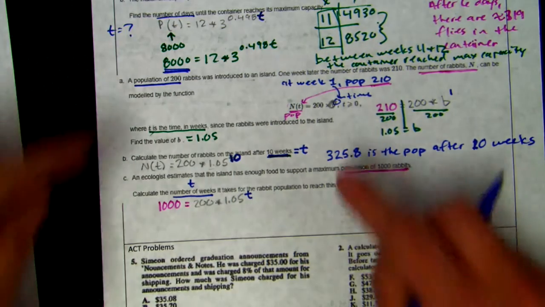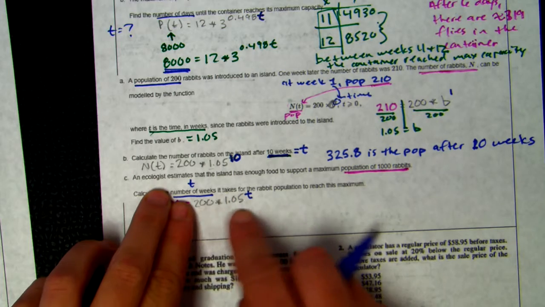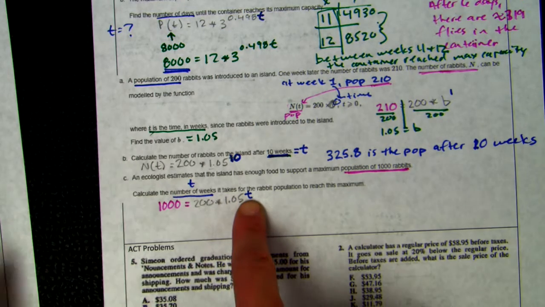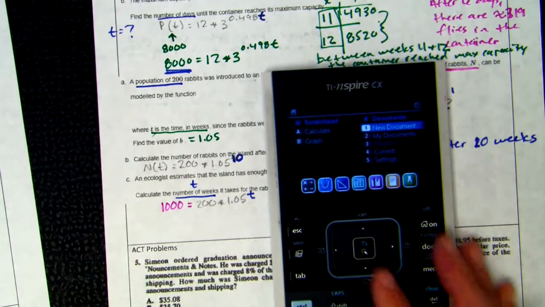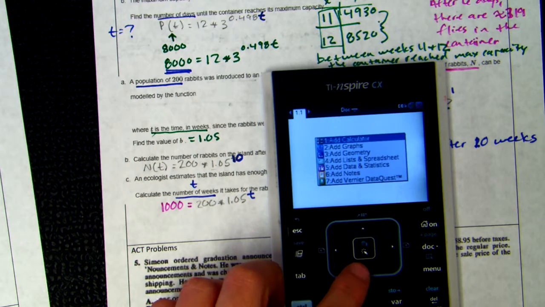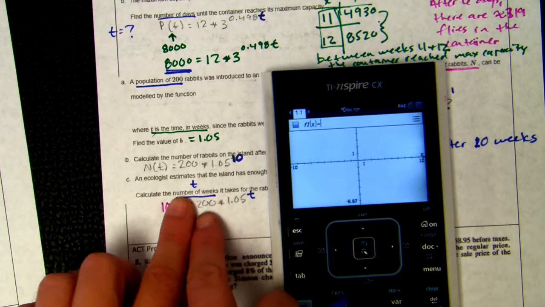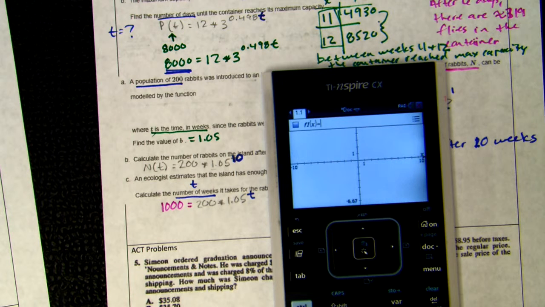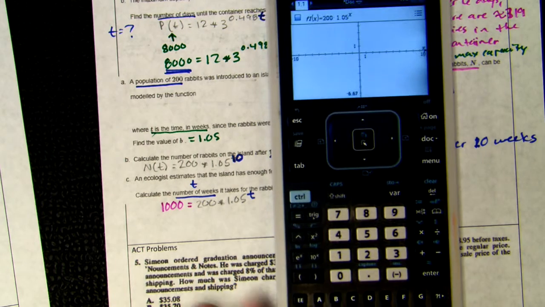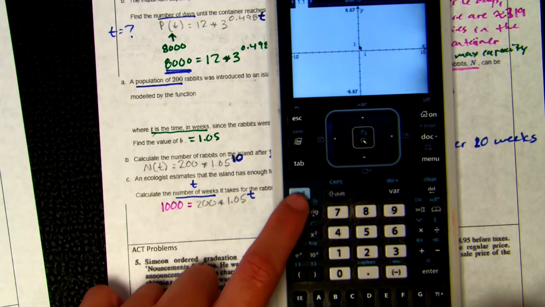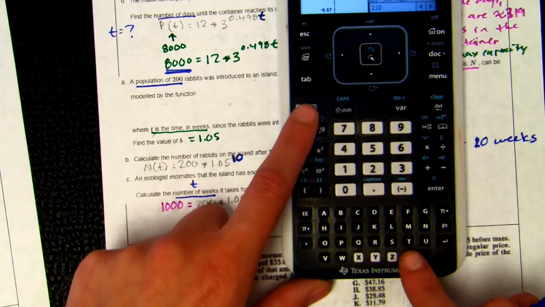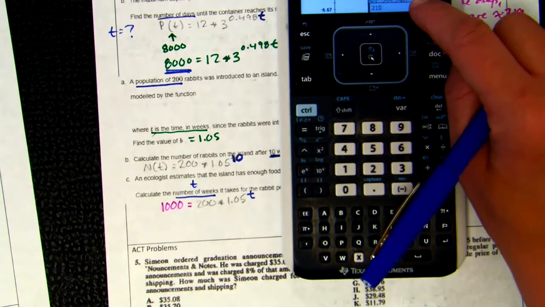Now this one's a little trickier. It's like the one we did before. I can't just plug this into my calculator because there's a variable there. So what I'm going to do instead is go to my new document, add graphs, and then I'm going to type in this side of the equation, 200 times 1.05 to the power of x. I always use x instead of any other variable. Press enter, and then Control T to look at your table of values. So Control and then the letter T to look at your table of values.